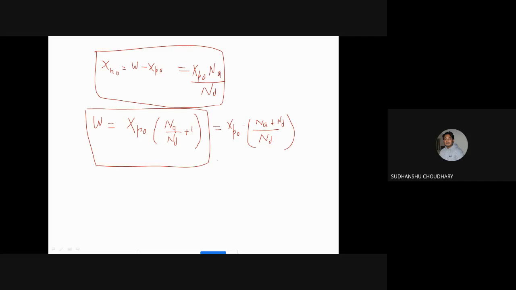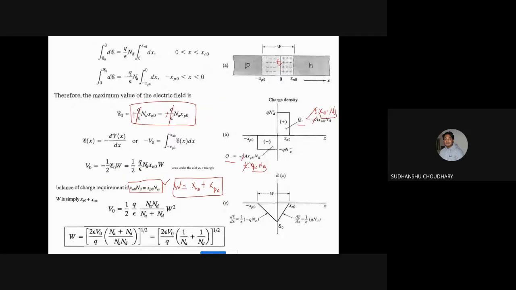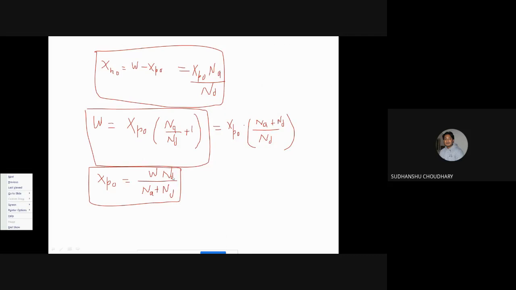Or from here one can write Xp0. So one can write Xp0 is equal to W times Nd divided by Na plus Nd. Okay. So Xp0 I have now, right? So that is this part. I know how much this depletion region is, 0 to Xp0, right? So Xp0 now I know. So that is equal to W times Nd divided by Na plus Nd.